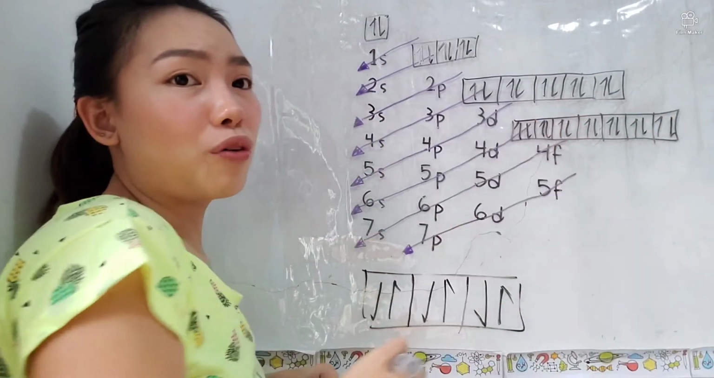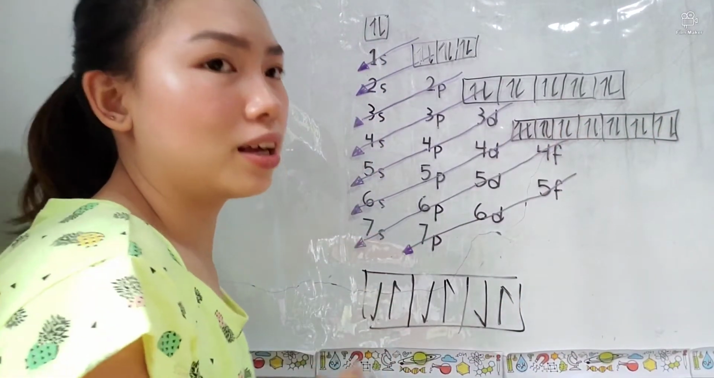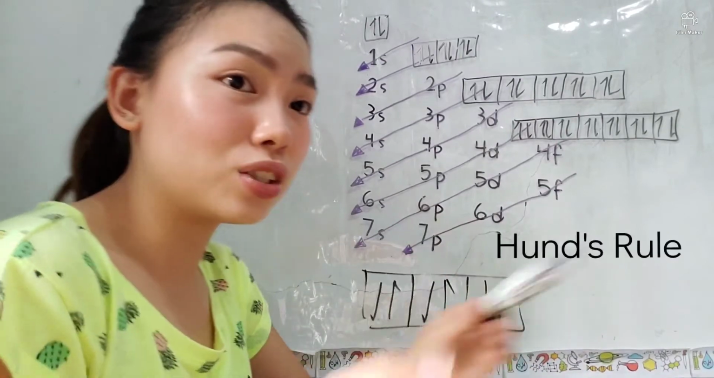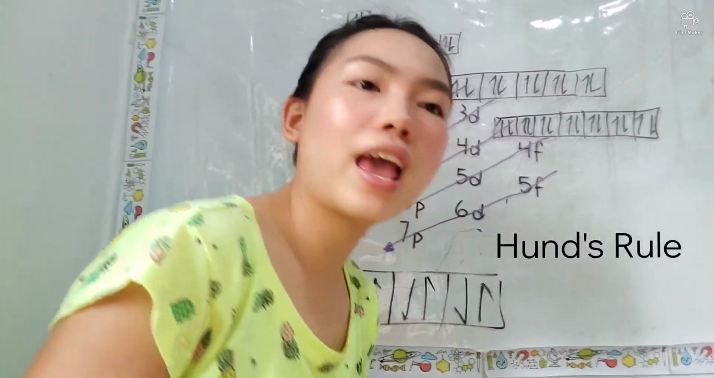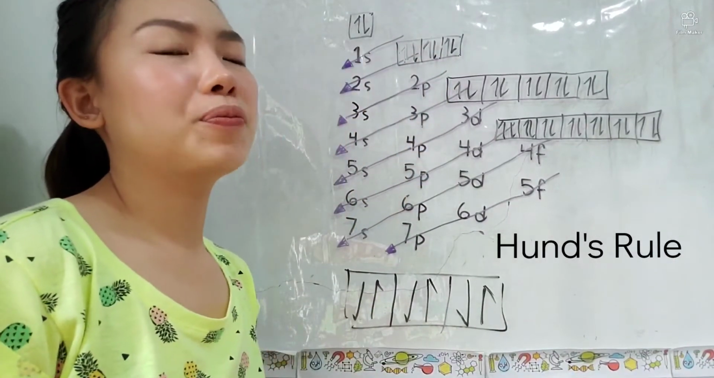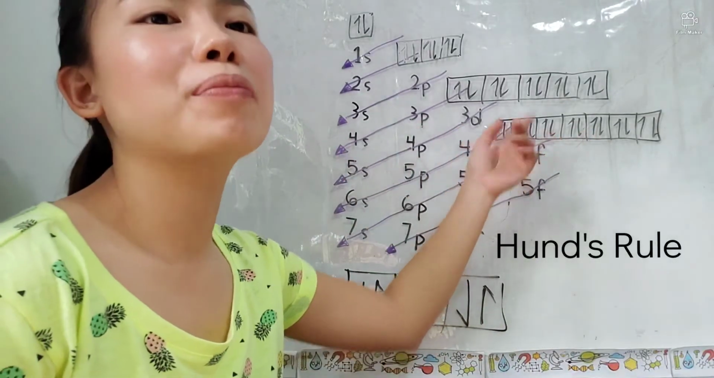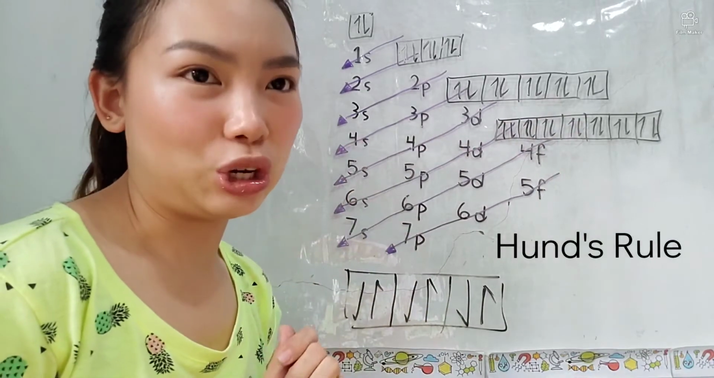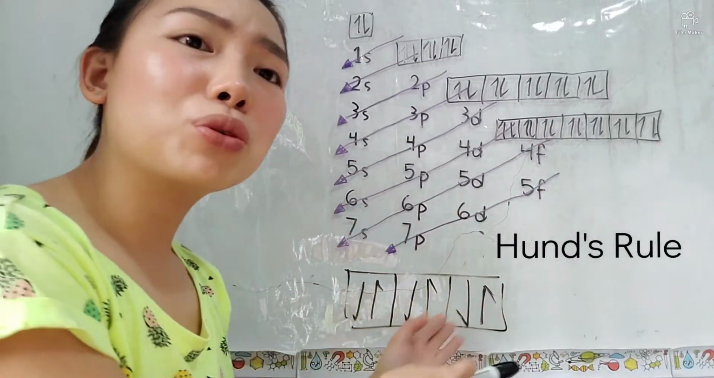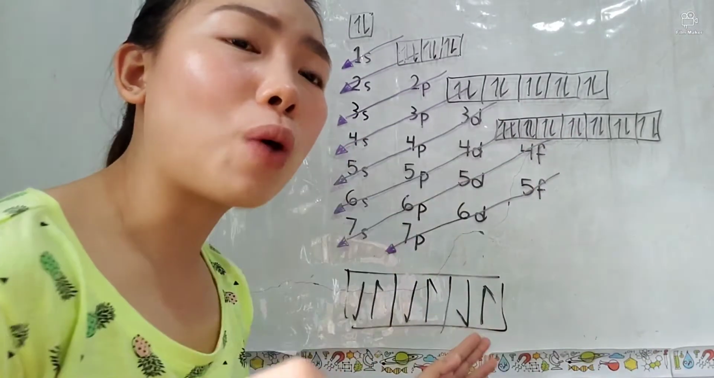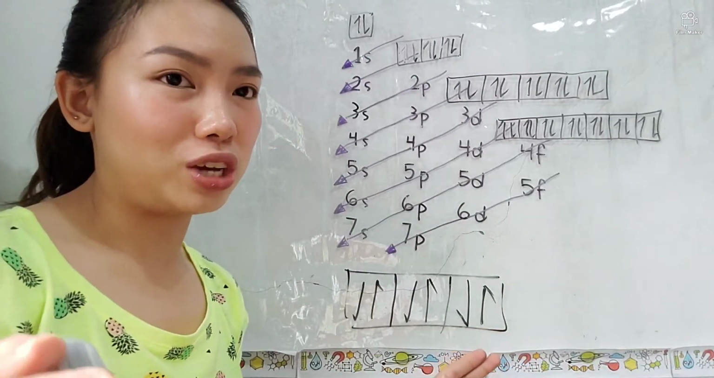So this rule of filling up the boxes is from the rule of Hund's rule, H-U-N-D-S. Hund's rule that filling up the boxes should be unang layer bago ka magdalawang layer. Paano mo to gagawin? Kailan mo to gagawin? Once na nagawa mo na yung electron configuration.